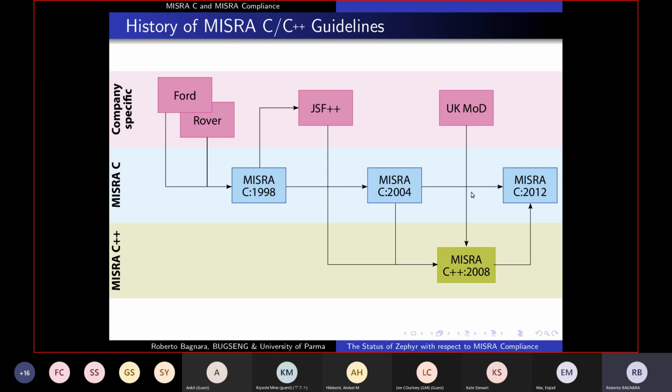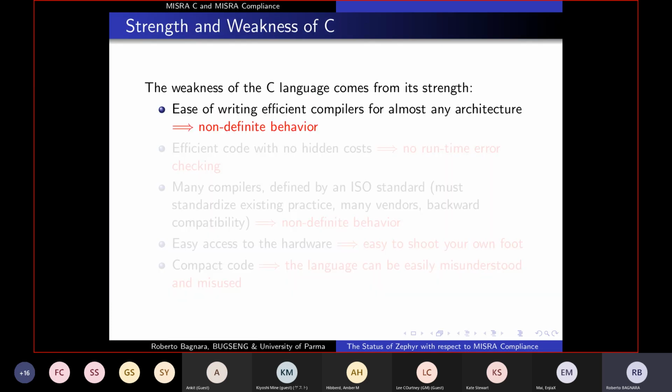So we now have MISRA C 2012 Amendment 2, which has extended the applicability to C11 and C18, and the MISRA C working group is continuously active in extending and improving the coding standard. The point to be understood is this: the strong points of C each come with a weak point, and they cannot be separated from one another.